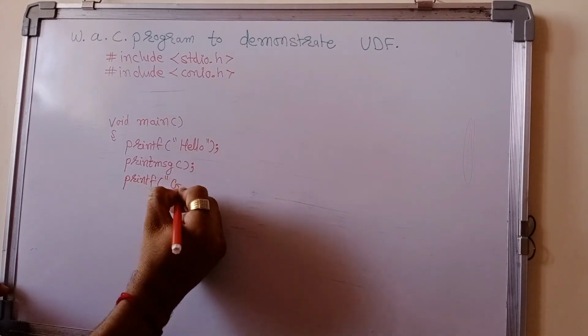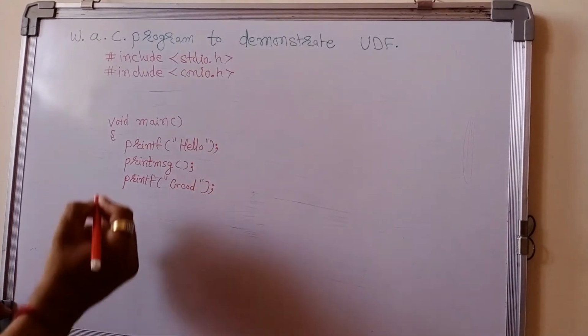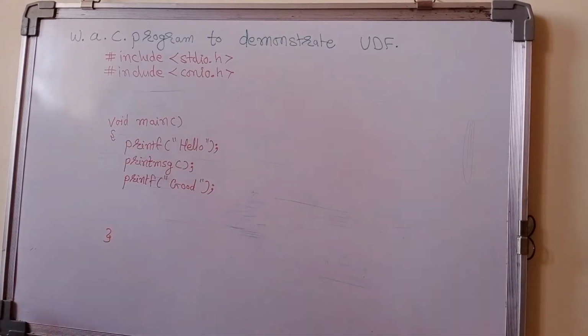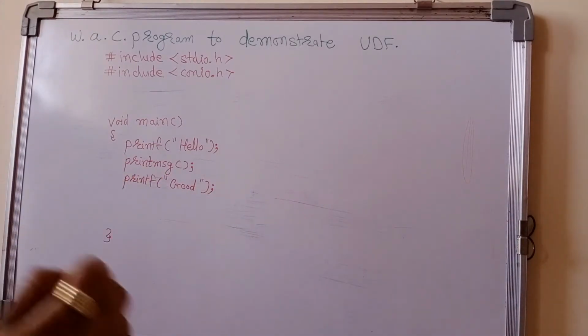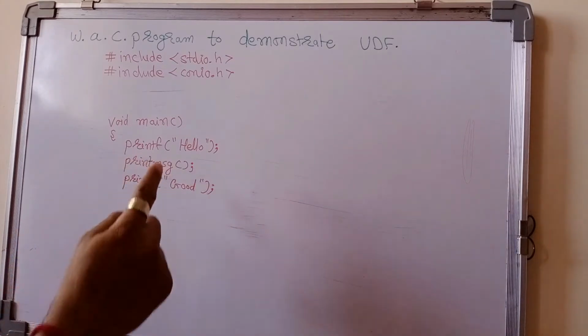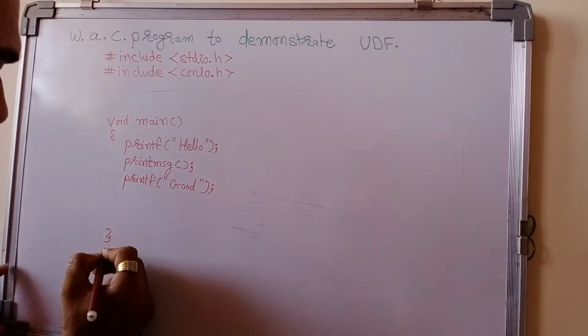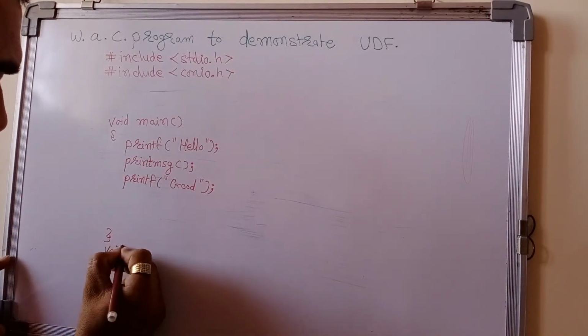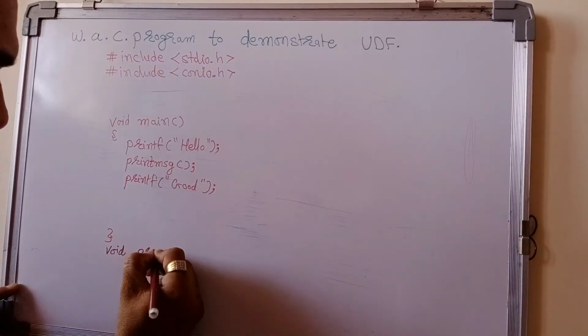Here I have written printf good, and my void main is over. Now we need to write down the user defined function's definition. What is definition? Definition means the user defined function's body. How can we write that? First of all, we have to write void. Our function name is printmsg.